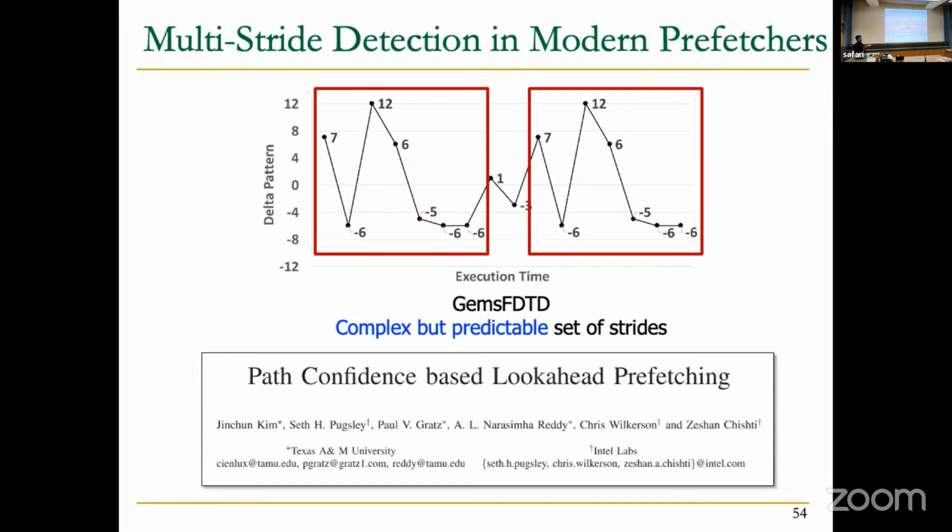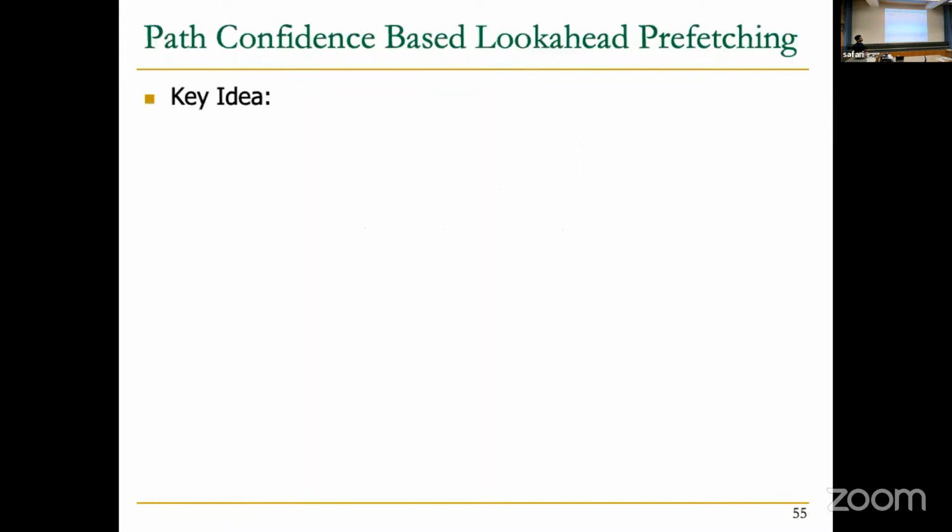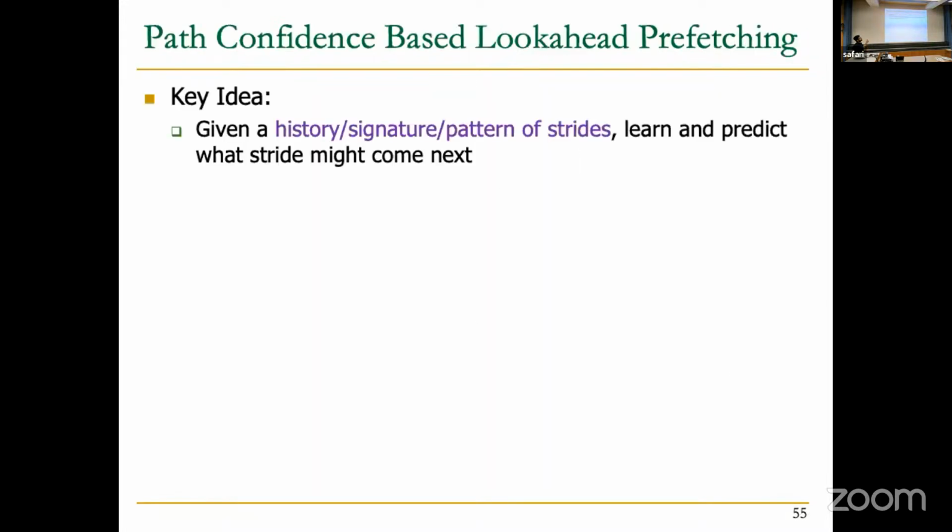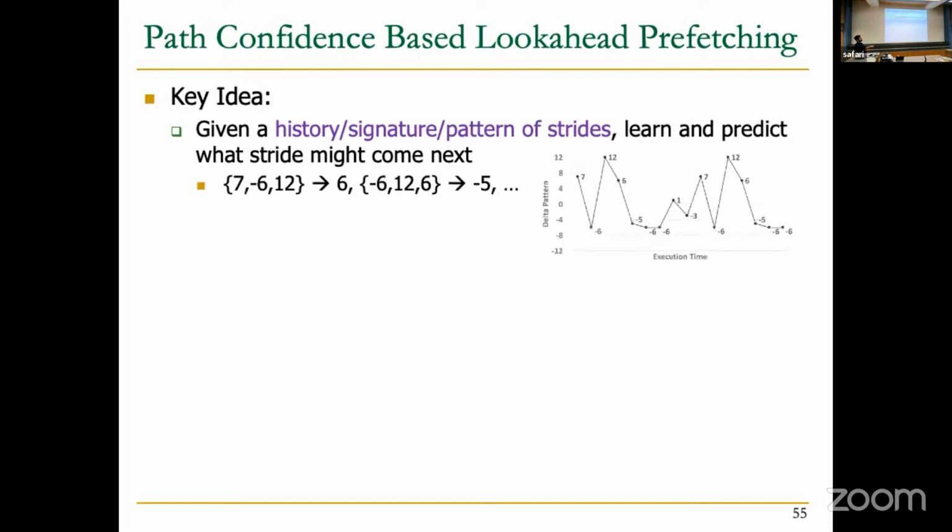For example, this is one paper on path confidence based lookahead prefetching. The key idea here is that given a history, or a pattern of strides, you are going to predict what's going to come next. For example, in this case, if you see 7, -6, and 12, that is followed by 6. And similarly, -6, 12, and 6 is followed by -5, and so on and so forth.